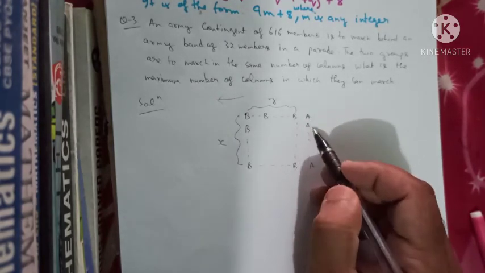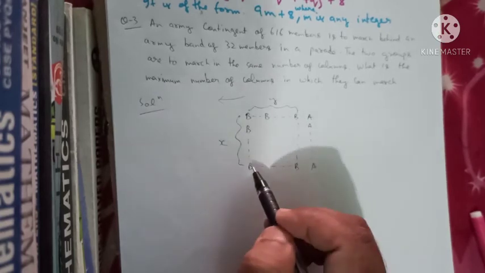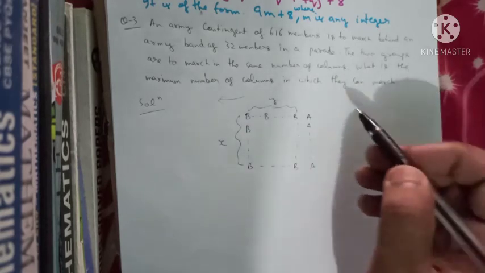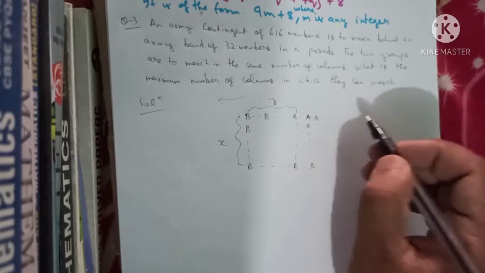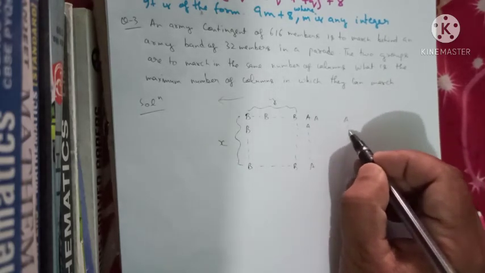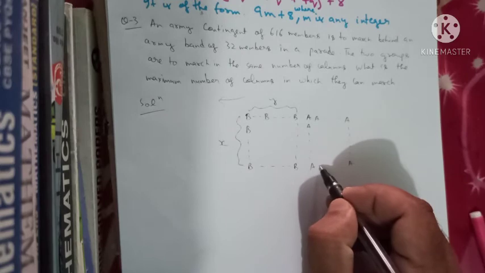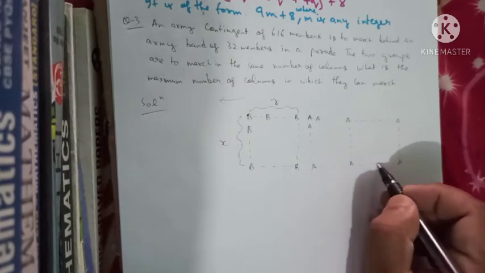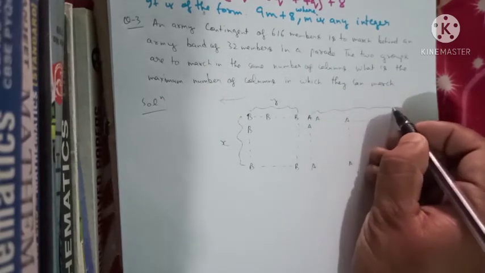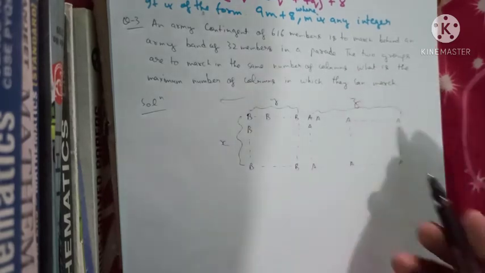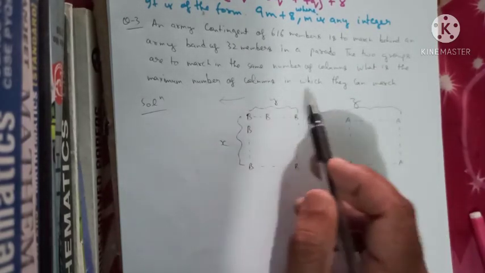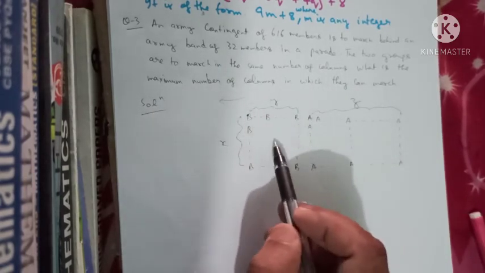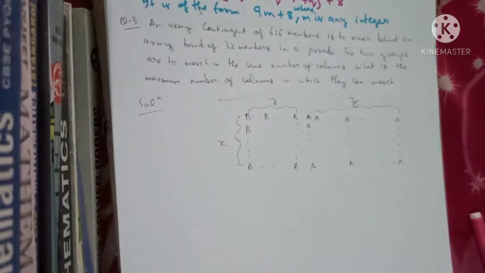So the number of columns for the band members and army members will be the same. This is given in the question. Those who have done the march past know that the number of columns will always remain the same, but the number of army members is more, so obviously they will have more rows. The number of rows for the band members and the army members will be different, because there are only 32 band members and 616 army persons.